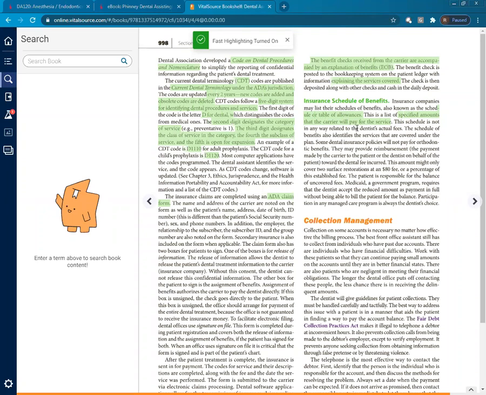Some dental insurance policies will not pay for orthodontic benefits. I didn't know this until I started in ortho. I'm like, what do you mean they don't cover ortho? Even then they'll have like a lifetime benefit, usually $1,500 or $2,000 if you have really good insurance. But then the patient's responsible for the difference, obviously.